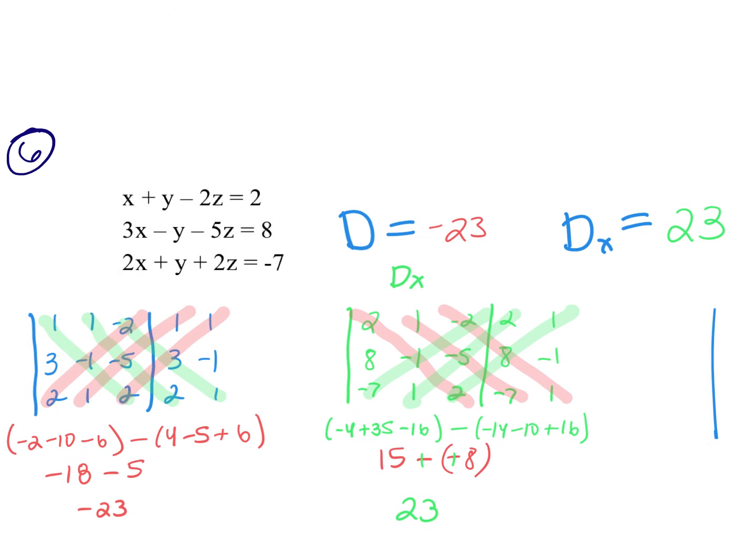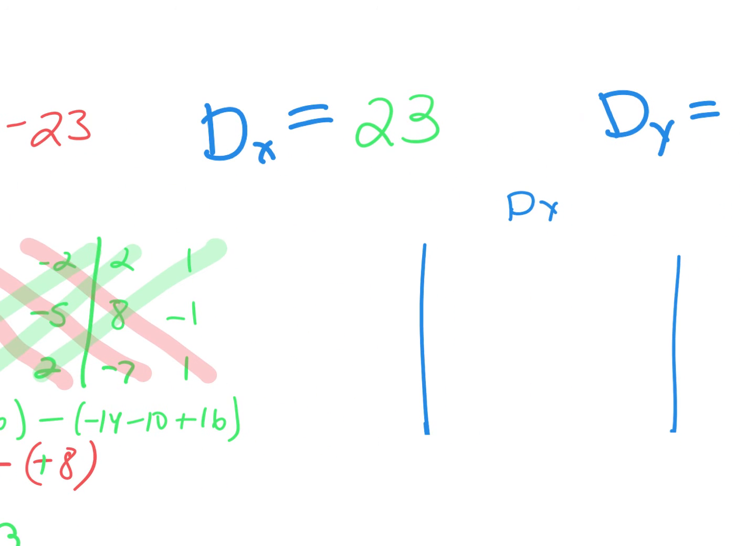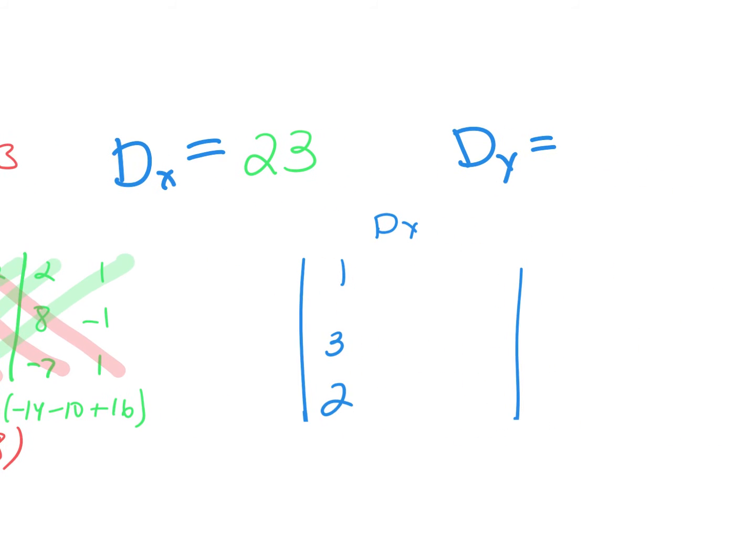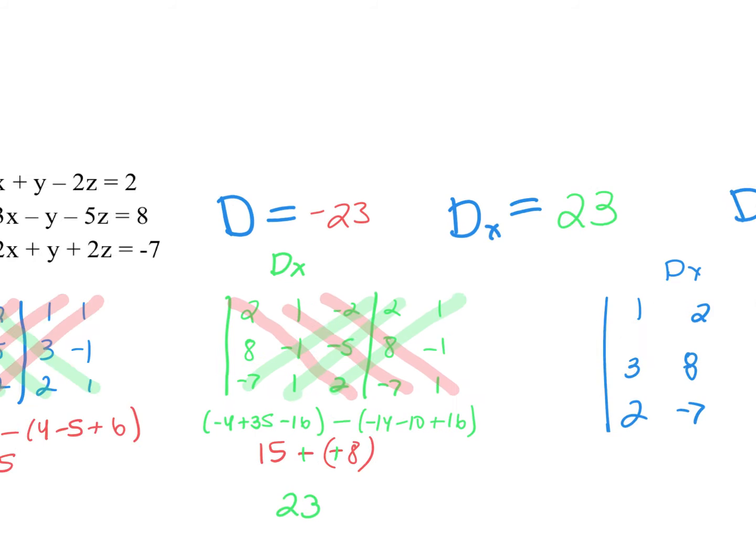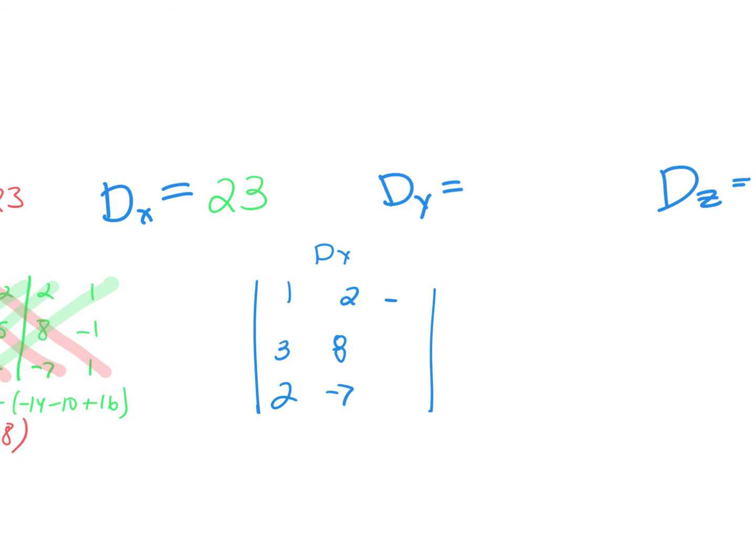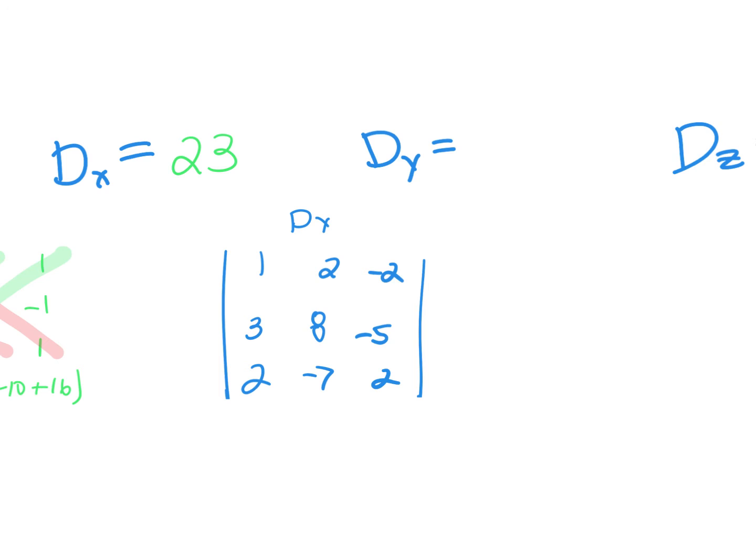My answers, right? So my x's are 1, 3, 2. Instead of y coefficients, I'm going to use answers. So 2, 8, negative 7. And then my z's are negative 2, negative 5, 2. Then we recopy column 1 and column 2.